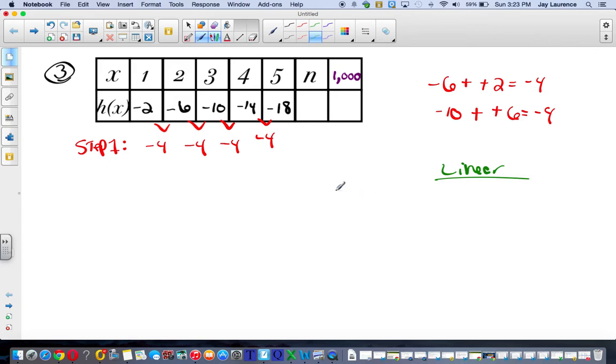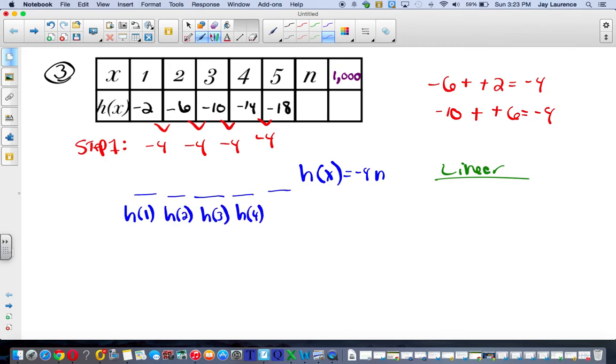And I'm speculating that h of x might equal negative 4n. So I'm going to do that little comparison line. Okay, notice the function had a different name. It's h of x this time. So I'm going to do h of 1 right here, and of course h of 2, and h of 3, and h of 4, and h of 5. All right, so h of 1, negative 4 times 1 is negative 4. 4 times 2, negative 8, negative 12, negative 16, and negative 20.